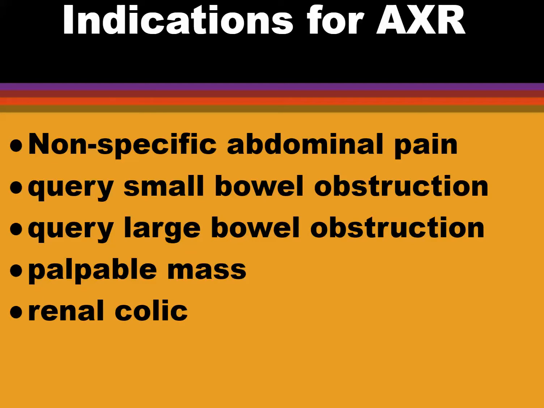KUB standing for kidneys, ureters and bladder, which is only a little bit more radiation than an abdominal X-ray and will show you a stone much more readily than an abdominal X-ray, and it will also show whether that stone is causing a hydronephrosis or a blockage of the kidney, which can become an emergency situation.